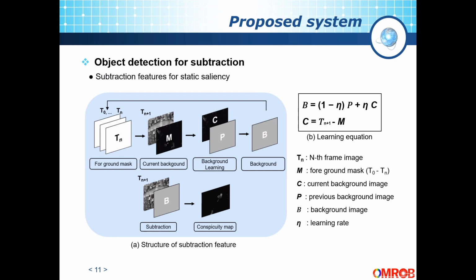We cannot make a buffer with limited embedded resources, so we created one background image and used a basic running average method for the fast subtraction operation. Background image creation and subtraction have parallel structures. The subtraction operation uses specific T0 and Tn frame images to make the foreground image mask M. It is used as the mask for the Tn+1 frame images. This is the current background image.